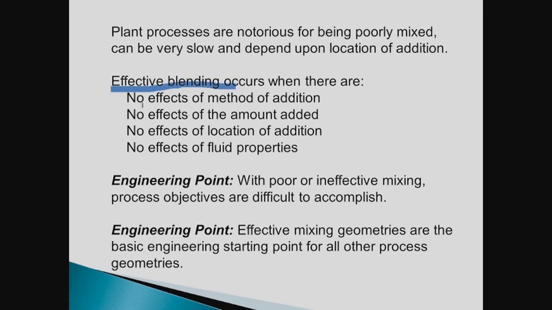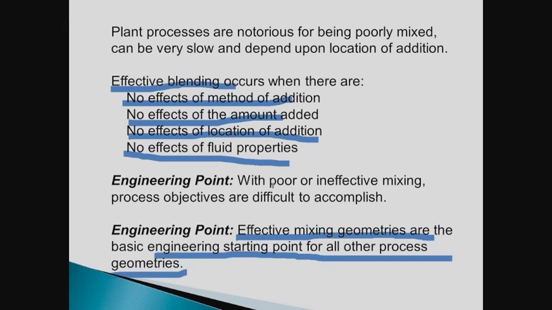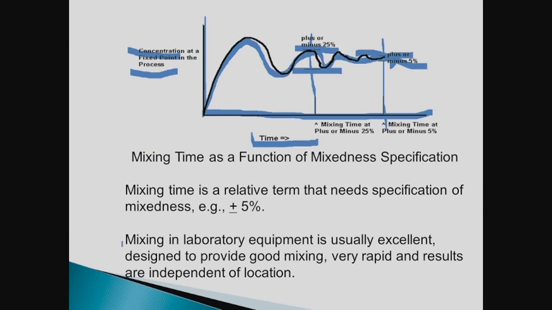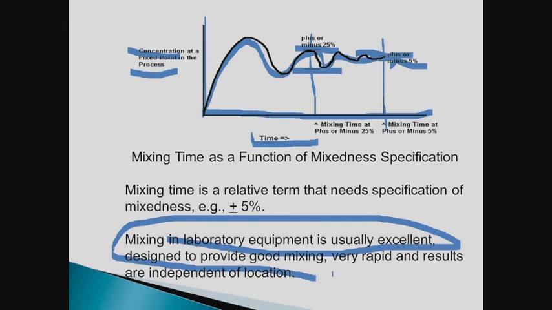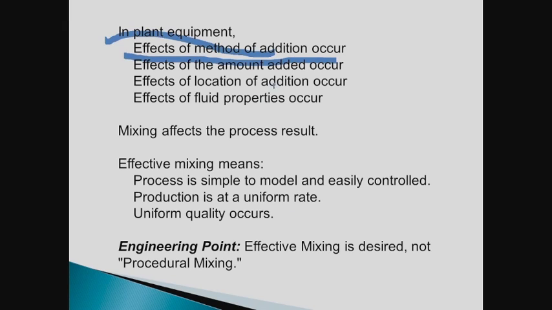So effective mixing: no effects of method of addition, no effects of amount added, no effects of location, no effects of fluid properties. So effective mixing is the basic engineering starting point for all processes. If you have poor or ineffective mixing, your process objectives are going to be difficult to accomplish, right? You also have the situation where the laboratory is well mixed, very rapid, results are independent of location, all kinds of good stuff. The plant, however, is notoriously poorly mixed, can be quite slow, may not even mix at all. So in the plant, you could very easily have effects of method of addition, effects of amount added, effects of location of addition, effects of fluid properties.